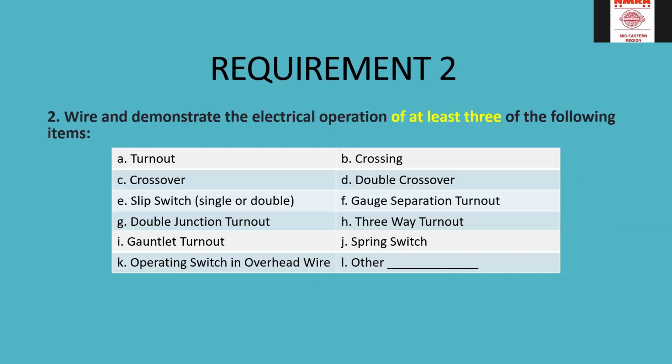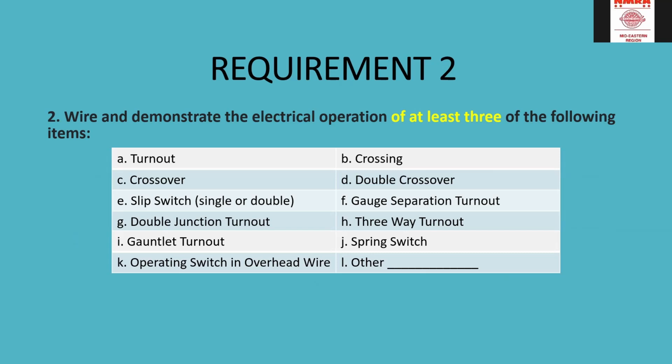Wire and demonstrate at least 3 of the following items. Now, we talk about turnouts, crossovers, slip switch, single or double, double junction turnout, gauntlet turnout, operating switch and overhead wire, a crossing, a double crossover, a gauge separation turnout, a 3-way turnout, a spring switch, or other. So we're trying to demonstrate at least 3 of the following.